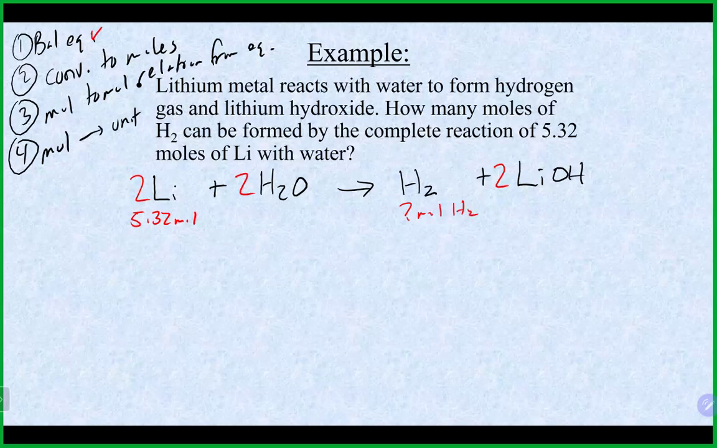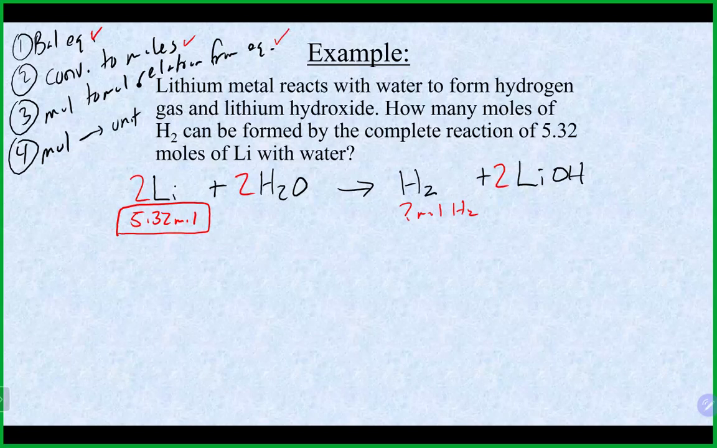So in this case, step number 2 is to convert to moles. Do I need to do that in this case? The answer is it's already done for you, so don't undo it. So we can check that one off. We already have it in moles. The next thing we're going to do is actually the stoichiometry part.